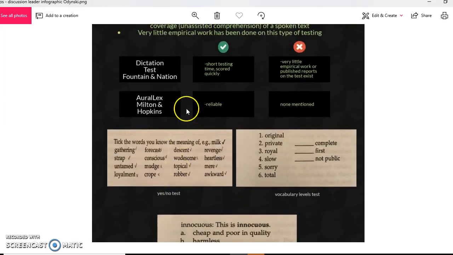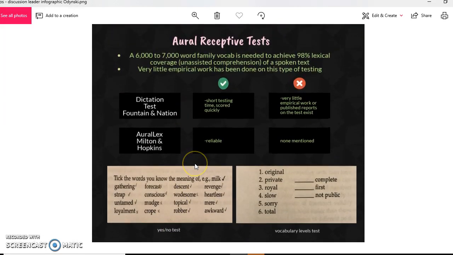Then there's the Oral Lex test. The Oral Lex test is the same as a yes or no test, but it is heard instead of read. So exactly like the yes or no test again, only instead of reading these words, they would hear them. And you would just say yes, you do know the meaning, or no, you don't know the meaning.